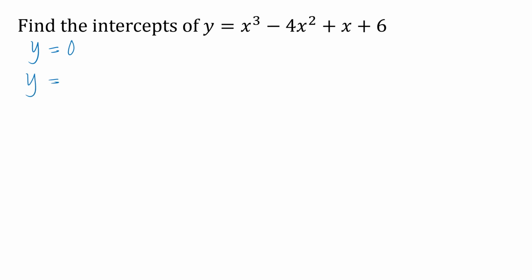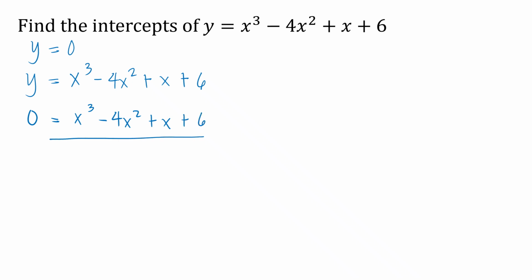So we have y is equal to x cubed minus 4x squared plus x plus 6. Then substitute y with 0. So 0 is equal to x cubed minus 4x squared plus x plus 6. And after that, we can factor now completely based from the given equation.